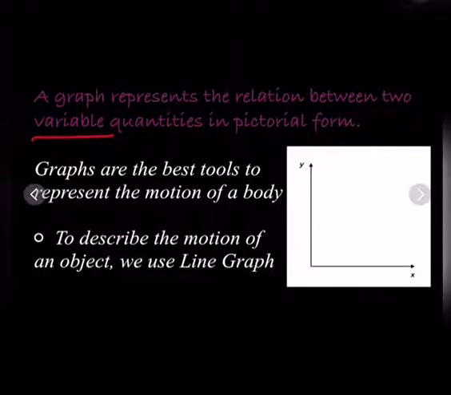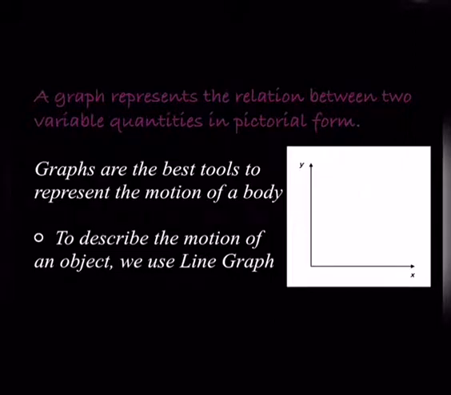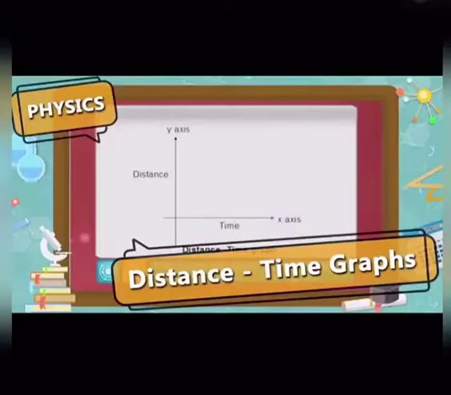So this is one of the pictorial forms of graph. The horizontal line is called the x-axis, the vertical line is called the y-axis, and where these two axes join, that point is called origin. And on the x-axis we always represent the independent variable and the dependent variable is represented along the y-axis. And to describe the motion of an object, we use a line graph.